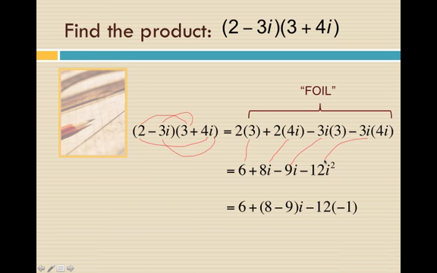So I'm substituting i squared for negative 1, and I'm combining 8i minus 9i. My final answer here is 18 minus i. Again, how am I getting positive 18? I'm getting positive 18 by the fact this becomes a positive 12, and I have 6 over here. I can add them to get my positive 18.